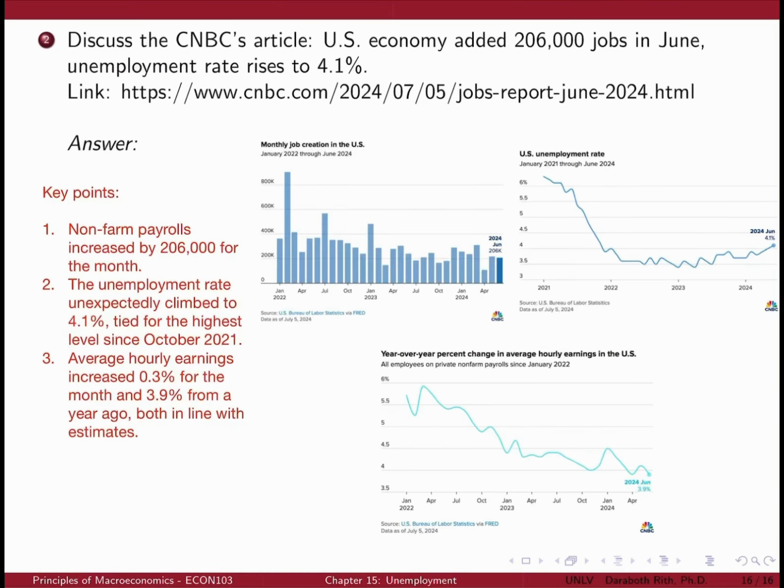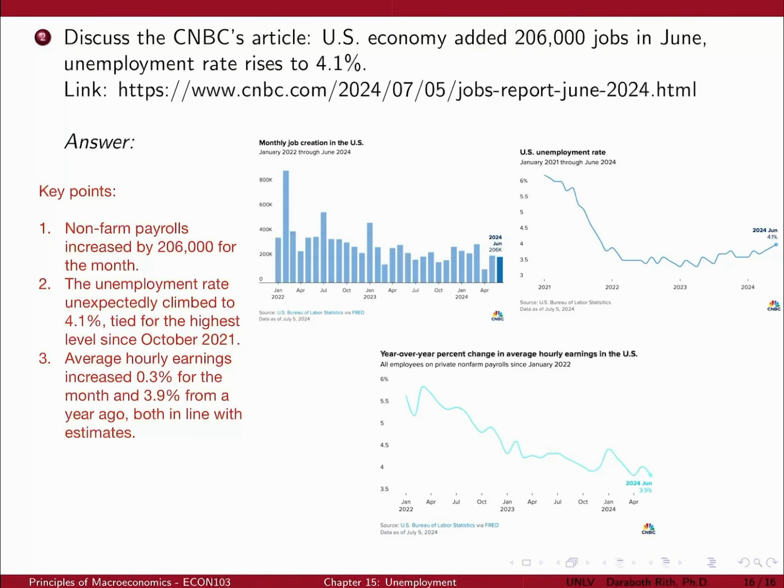Let's delve into case study number 2, which discusses a recent CNBC article titled "U.S. Economy Added 206,000 Jobs in June. Unemployment rate rises to 4.1%." I encourage you to read the full article to grasp the detailed context. For now, I'll provide a summary of the key takeaways.